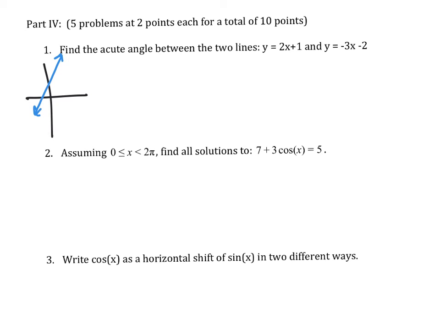Let's call that line alpha. And the other one is a slope of negative 3 and a y-intercept of negative 2. So it's pretty steep down. We'll call that line beta. We want to find the acute angle between the two lines.